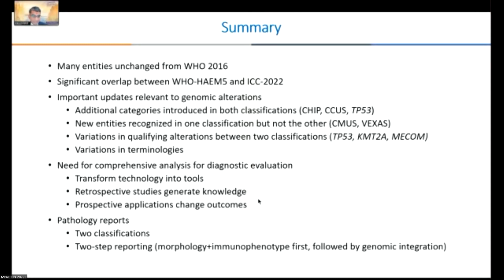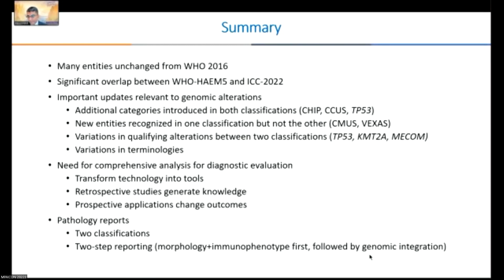And finally, in terms of the pathology reports, again, we may be seeing, and we may be prepared for, including the two classifications in one as needed. And also, when all genomic information is not available, possibly a two-step reporting strategy, where the immunophenotype and morphology-based reporting occurs first, followed by a complete integrated report when genomic information is available.